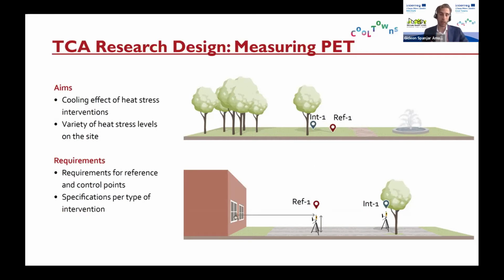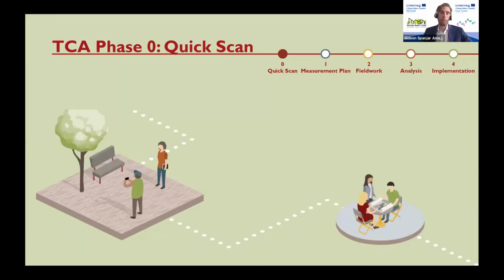And then it also needs to be far enough away from other factors like spatial elements such as buildings, and also from other interventions, to really measure, on the one hand, the intervention, and on the other hand, the reference location to compare it with. So for a TCA, it starts with a quick scan. It's optional.